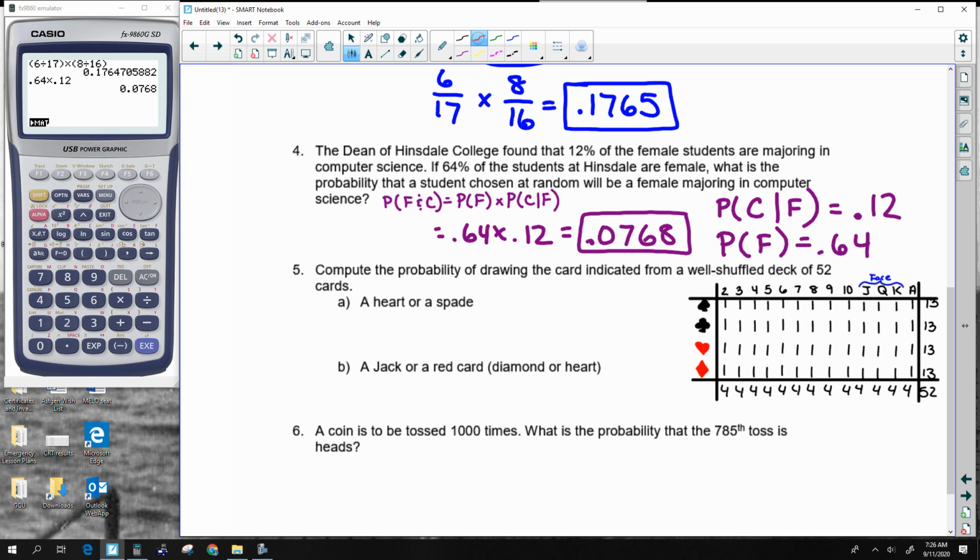Okay, the word "or" is A plus B minus "and," or AKA the intersection. A plus B minus "and," out of the total. So a heart, there's 13, or a spade, there's 13, minus the intersection, which is 0, out of the total, 52.